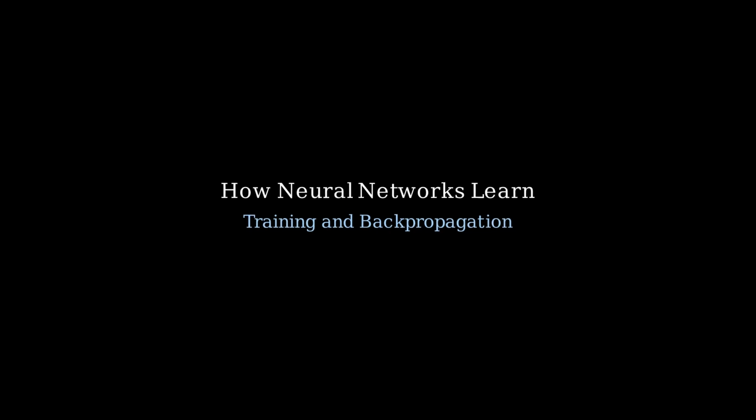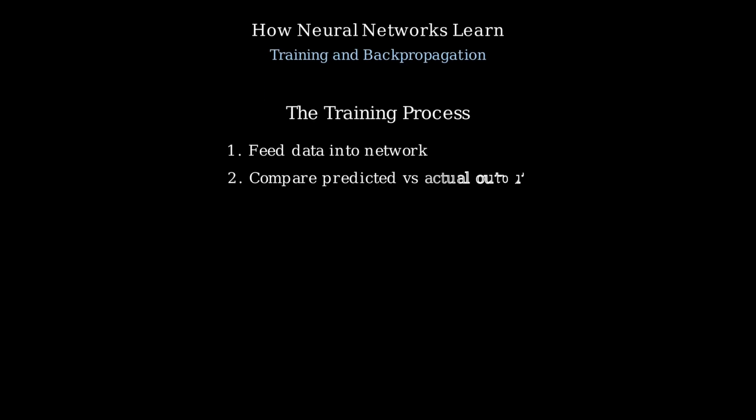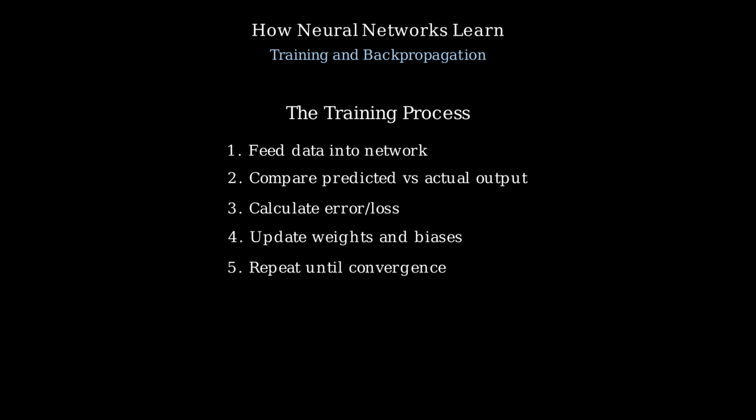Neural networks learn through a process called training, which involves backpropagation to gradually improve accuracy. The training process begins by feeding data into the network. The network makes predictions which are compared with the actual expected outputs. Next, we calculate the error or loss, which measures how far off our predictions are. Then weights and biases are updated to reduce this error. This process repeats many times, with the network gradually improving its accuracy until it converges to a solution.